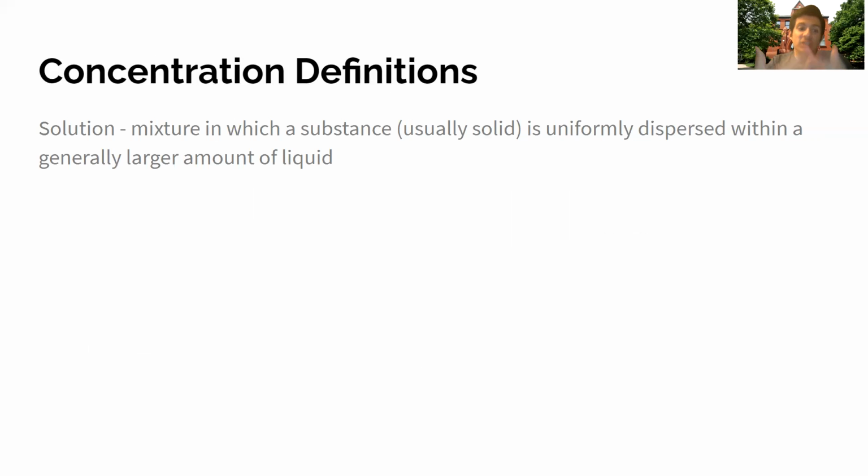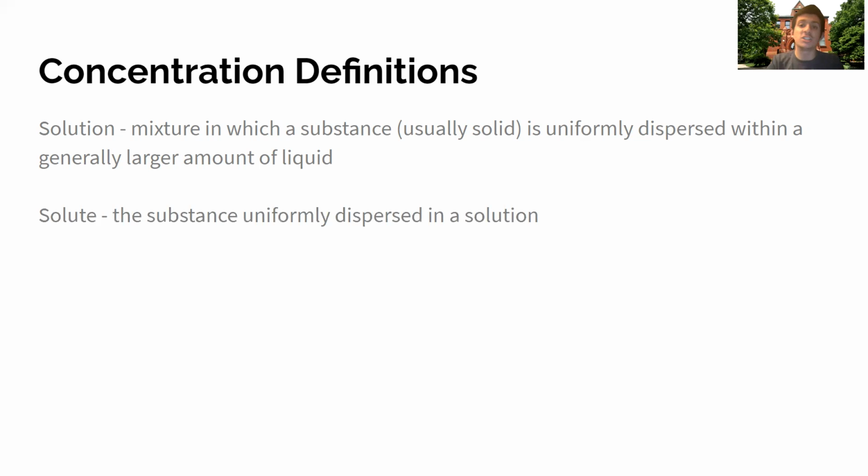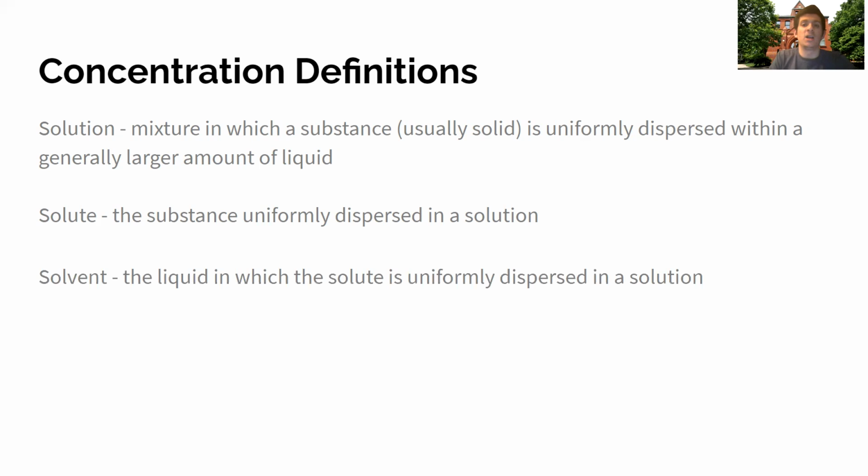So we have a solution. A solution is a mixture in which a substance, which is usually solid, is uniformly dispersed within a generally larger amount of liquid. It can be something else other than liquid, but generally you have a small amount of solid dispersed throughout a liquid, and it's uniformly dispersed into small pieces. The solute in a solution is going to be the substance that's uniformly dispersed within that solution. That solid that we talked about, that's going to be the solute.